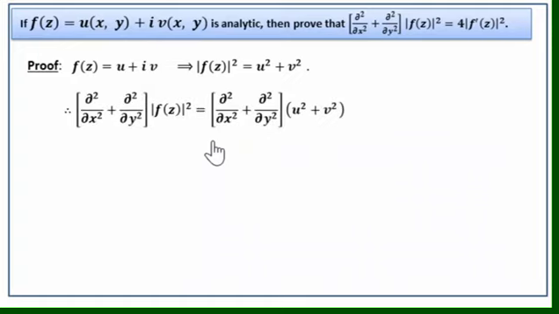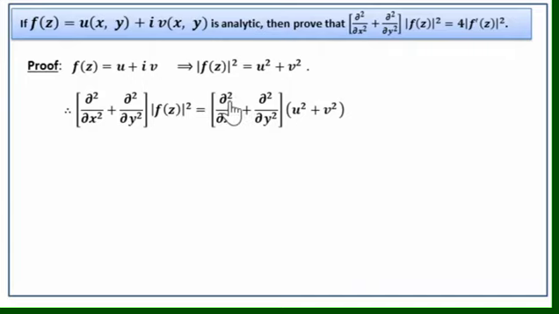Then take the left hand side of the result. Substitute for |f(z)|² from this. So the left side becomes, with |f(z)|² being u² + v², substituting we get this. Next we can simplify the right hand side.